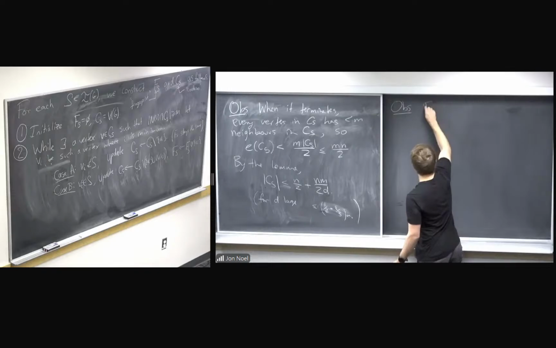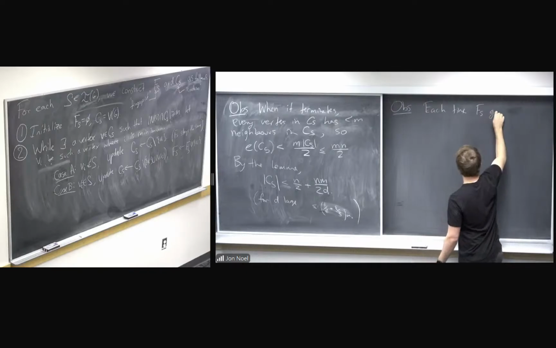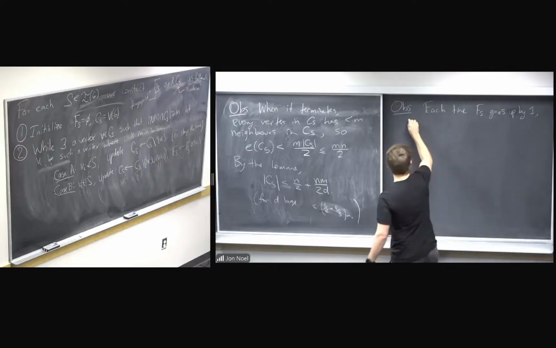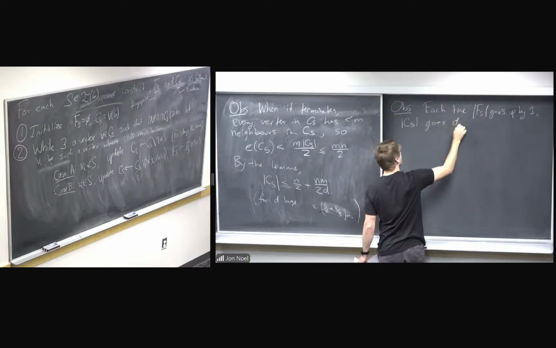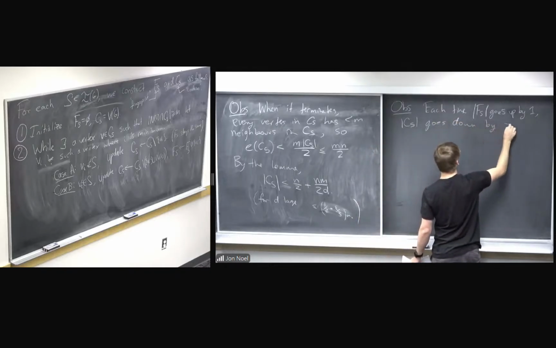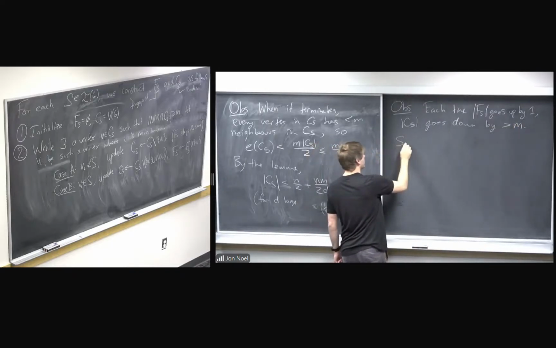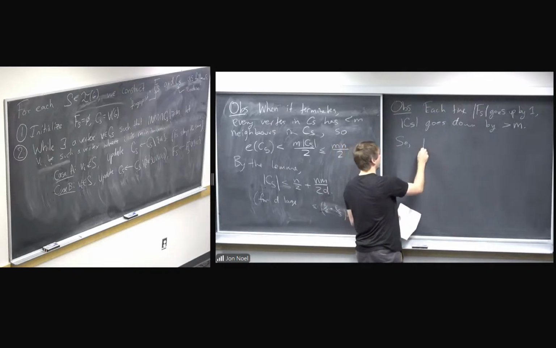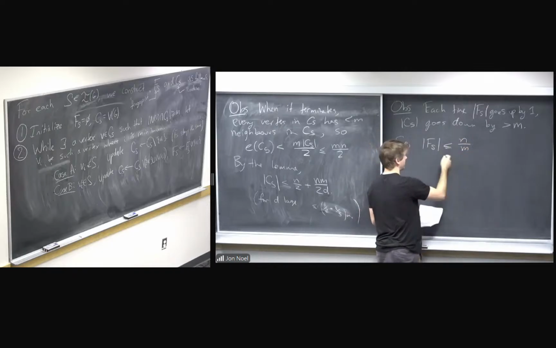So each time Fs goes up by 1, CS, so let's say the cardinality, goes down by more than m. It's in fact m plus 1. So since the container started at size n, this thing can only have increased less than n over m times.